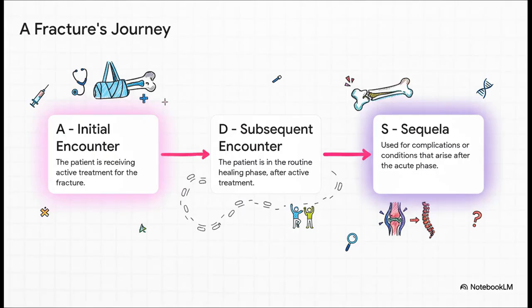And this is where it gets really cool. The code itself can actually track a patient's recovery over time. It's all in the 7th character. Just one letter tells the whole story. A is for that initial active treatment. D means the patient is in the routine healing phase. And S is used for any long-term complications down the road. It's a full timeline in a single character.